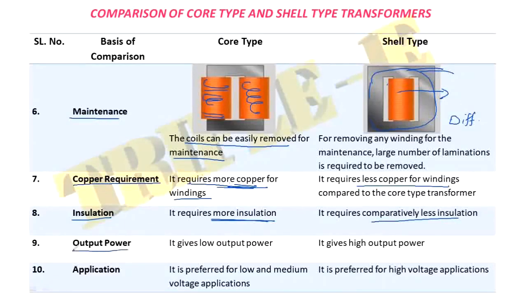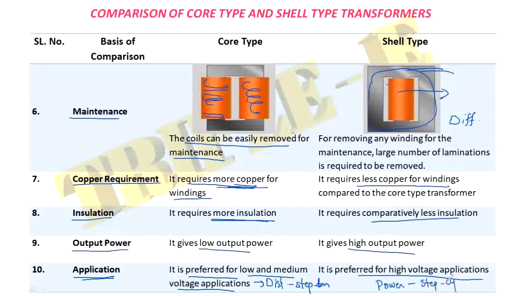Now the output power of a core type transformer is low, whereas a shell type transformer gives high output power. And the final one, based on the application: core type transformers are preferred for low and medium voltage applications. So they are generally used in distribution systems for stepping down the voltage. Whereas shell type transformers are preferred for high voltage applications. So they are preferred as power transformers to step up the voltage.